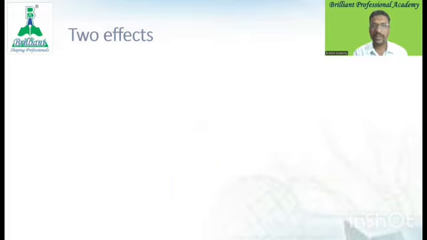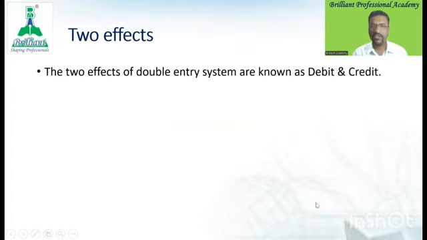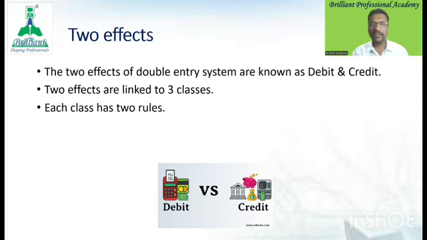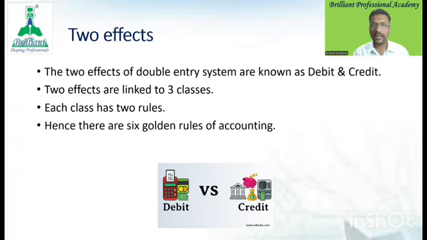Clear? Good. Now remember a few important rules. The two effects of the double entry system are known as debit and credit. The two effects are linked to the three classes: personal, real, and nominal. Now each class has two rules, one is the debit rule, another is the credit rule. Two rules and three classes, so there are 6 golden rules of accounting. For each class, there are two rules that we are going to learn.